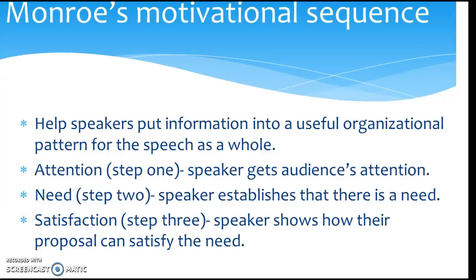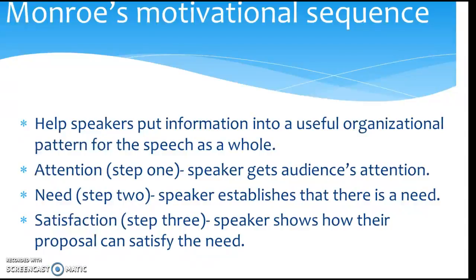Let's look at some of the different types of organizational patterns of persuasive speaking. The first is Monroe's motivational sequence. Basically, Monroe's motivational sequence is designed to help speakers put information into a useful organizational pattern for the speech as a whole. It gets them to organize the speech in a way that is understandable and clear to the audience. The first step of Monroe's motivational sequence is attention. The speaker gets the audience's attention, that might be through an attention getter, a statistic, whatever it is. The speaker finds some way to grab the audience's attention, which is very important in order to pull them in and get them persuaded by your speech.